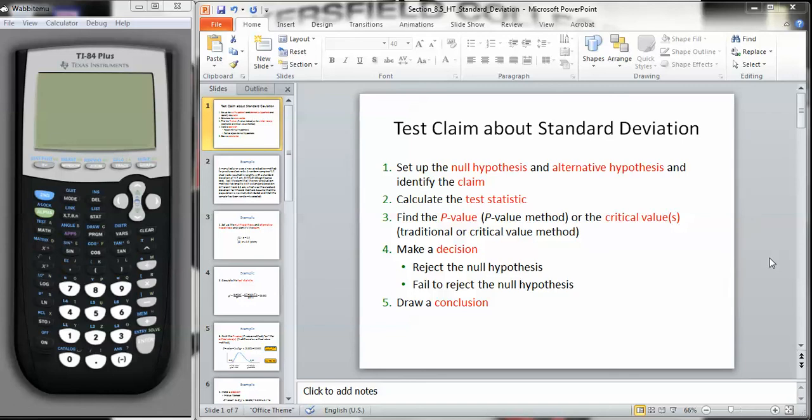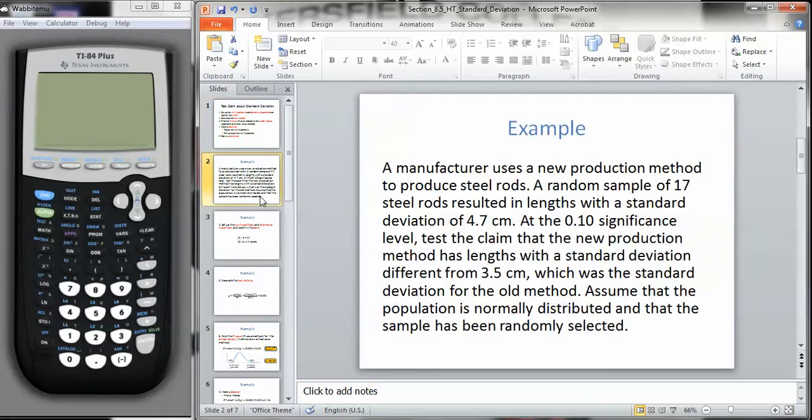Hi everyone, I'd like to talk about conducting a hypothesis test for a population standard deviation. So here are the 5 major steps. I hope this is not the first time you see these 5 steps. No matter what kind of population parameter we're testing, we will always have these 5 steps. So now let's look at the problem.